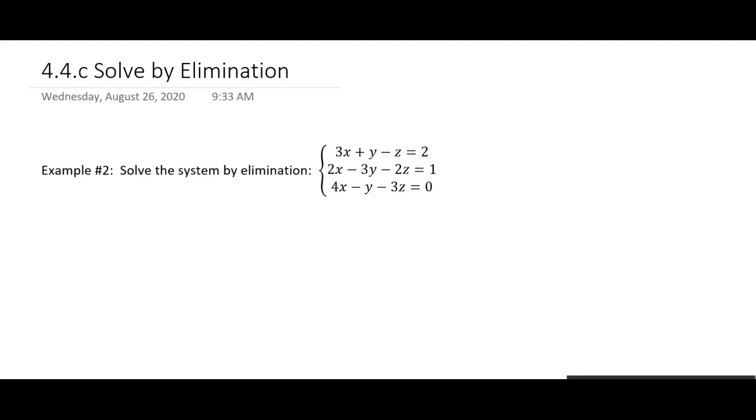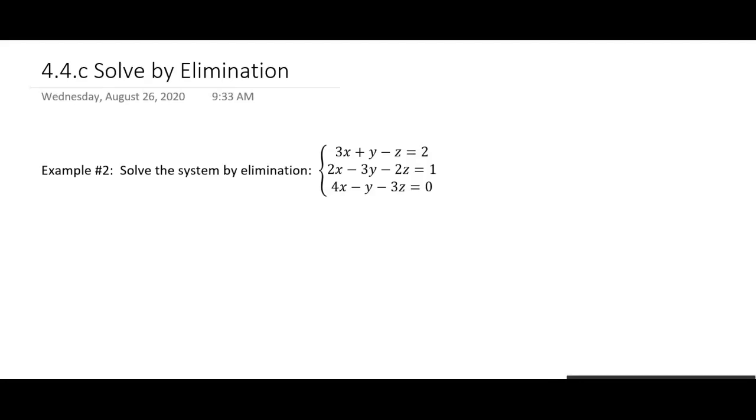Now we have to solve this system on our own. They give us a system of equations in 3 variables, x, y, and z. And so if there's a solution, it's going to be an ordered triple. So that's what we're looking for. Okay, so to keep things straight, I'm going to use different colors.